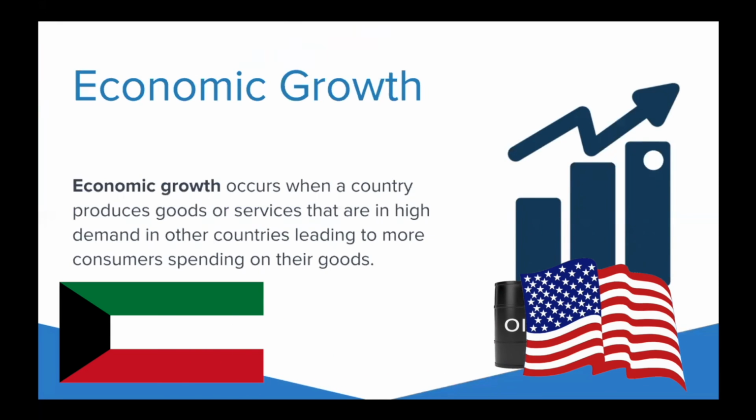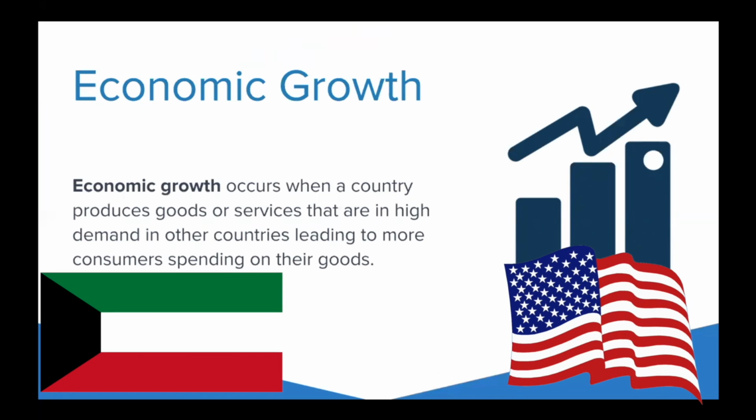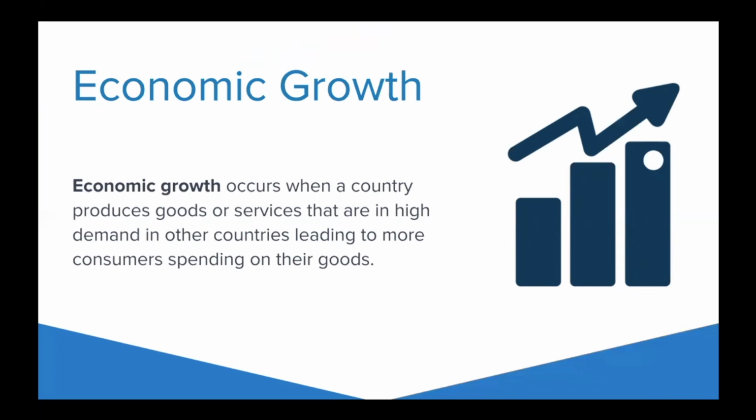Economic growth occurs when a country produces goods or services that are in high demand in other countries, leading to more consumers spending on their goods. So basically, when a country is producing a lot of goods and services, and a lot of consumers are spending money on those goods and services, the increased money circulation is allowing the economy to grow. So I will follow that definition with an example on the next slide.